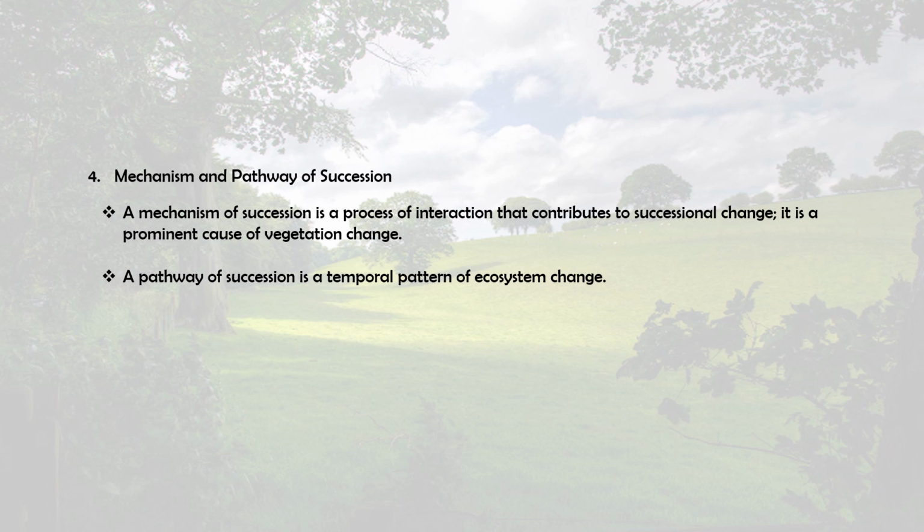Mechanism means it's a way, or a pathway, and there is also pathway. Mechanism is a process, and pathway is the schematic, and pathway is the temporal pattern of ecosystem change. That is the sequence in which the plant communities develop or change during succession.